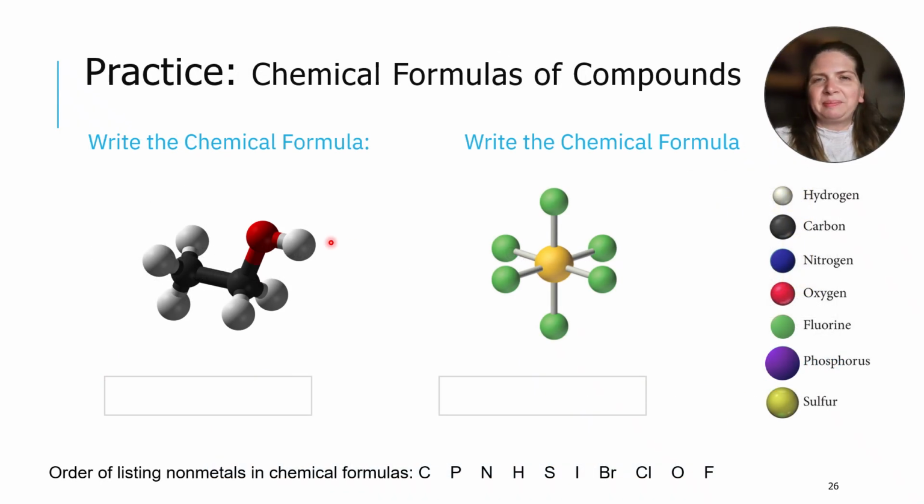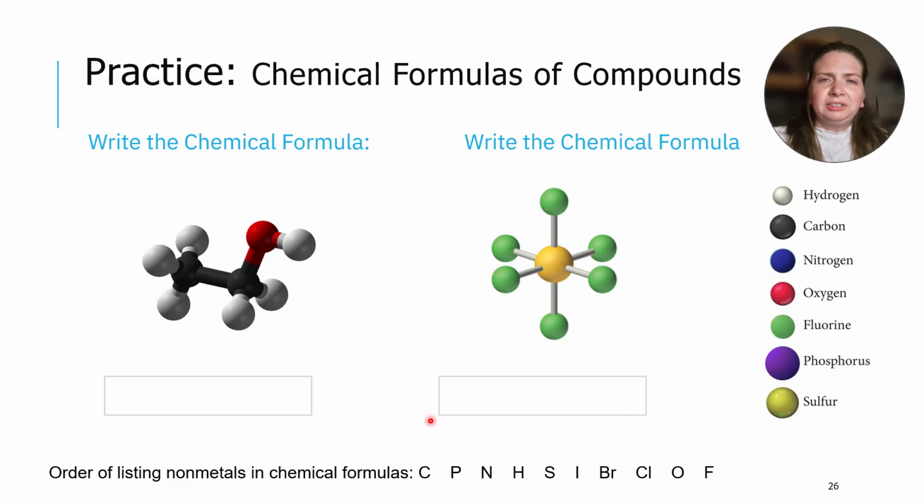Here's a practice problem. Write the chemical formulas for the molecules shown. These are ball and stick models, where the atoms are represented by balls and the bonds between them are represented by sticks. In chemical formulas, the elements are typically listed from most metallic to least metallic. These molecules do not contain any metals, so all of the elements are nonmetals. However, elements further to the left and lower on the periodic table are generally written first.